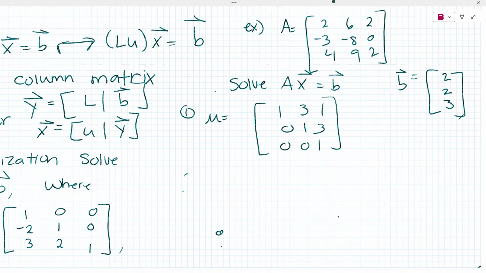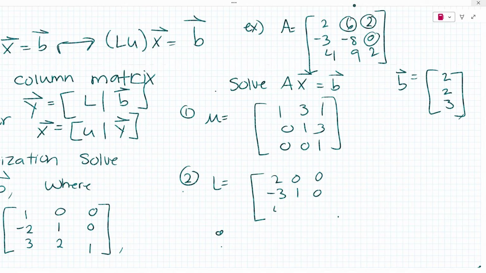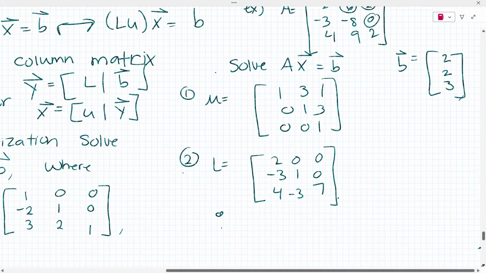Okay, step 2, you're going to find your L by making the upper triangle 0. So go back to matrix A and make these zeros, and these zeros. When you do that, I'm going to just put that in the calculator. You get 2, 0, 0, -3, 1, 0, 4, -3. Okay, I don't think we have to worry about the commands so far.